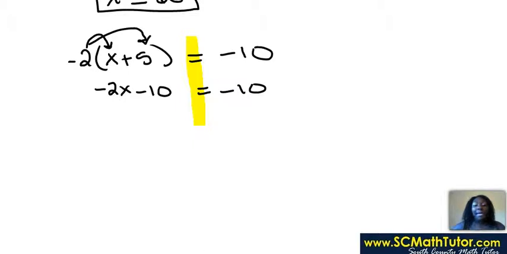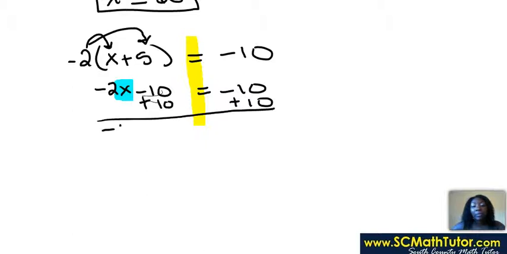Okay, so your king right here, what I call my king, is my variable. I'm trying to get x by itself. So I want to get rid of everything before I can get x by itself. First, you want to get rid of the minus 10. Okay, it's almost like the opposite of PEMDAS, of your order of operation. What I would do is I want to add 10 to both sides.